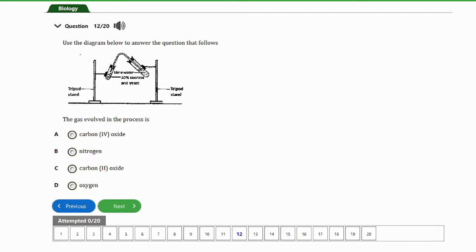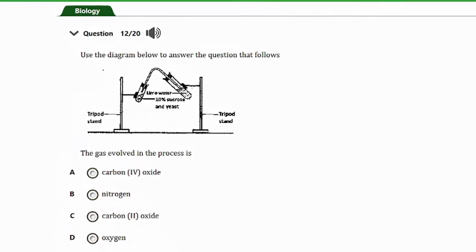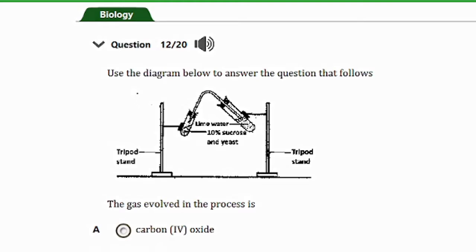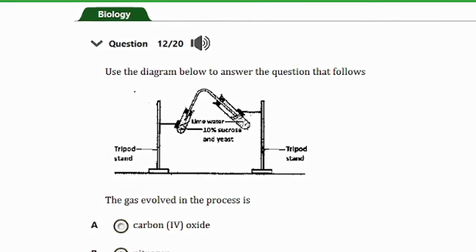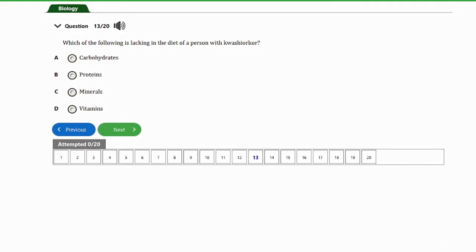So this experimental setup is used to test for the presence of carbon dioxide, and lime water is used in this experiment. So guys, in this process, the gas that will be evolved is carbon dioxide. So let's look at the next question. And that's question number 13. It says, which of the following is lacking in the diet of a person with kwashiorkor? A, carbohydrates, B, proteins, C, minerals, D, vitamins.